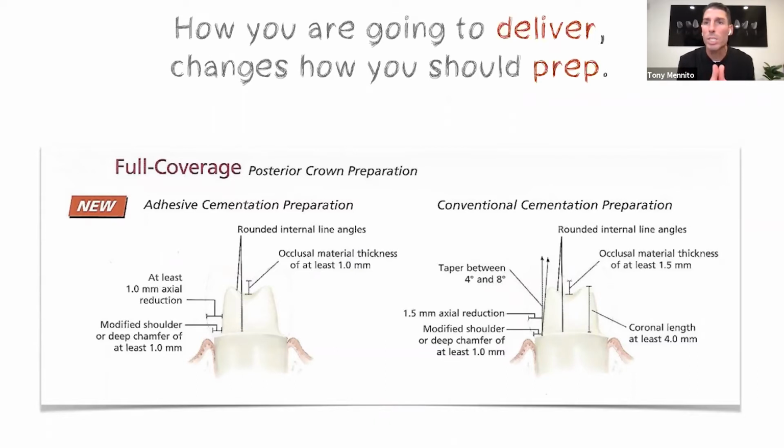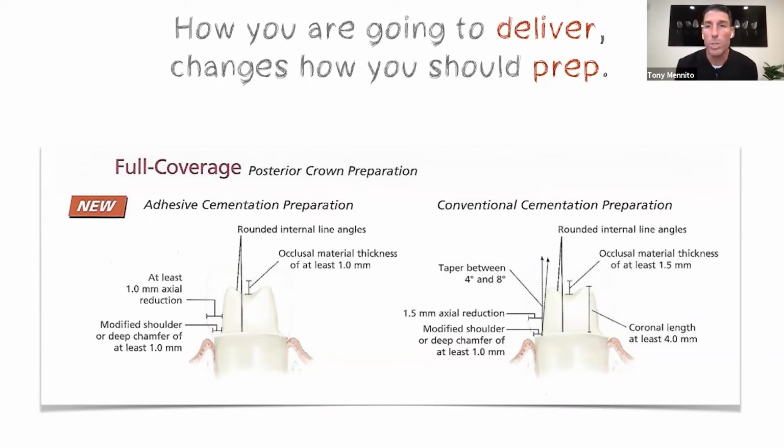So you don't need as much thickness of material when you're bonding a glass ceramic or a zirconia crown to a tooth than you would if you were just using a resin modified glass ionomer cement. So if we look at Ivoclar's instructions for use for emax here, you can see that for adhesive cementation, we just need a 1 millimeter thickness of material on the occlusal surface versus a conventional cementation preparation where we need at least 1.5 millimeters to 2 millimeters.